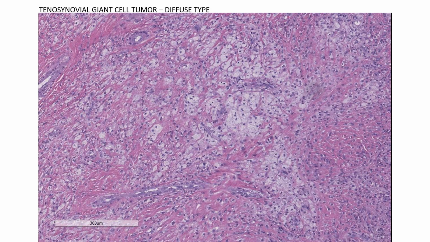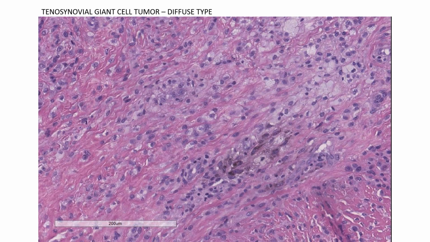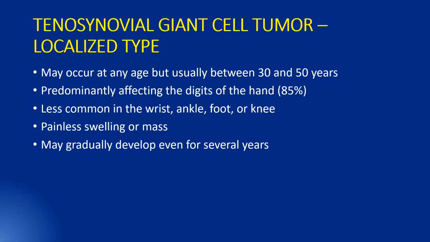This H&E slide shows accumulation of xanthomatous foamy macrophages, which may be seen in tenosynovial giant cell tumor. This H&E slide shows deposition of hemosiderin, highlighted with the circle, which you can see in tenosynovial giant cell tumor. So I just talked about the diffuse type of tenosynovial giant cell tumor.